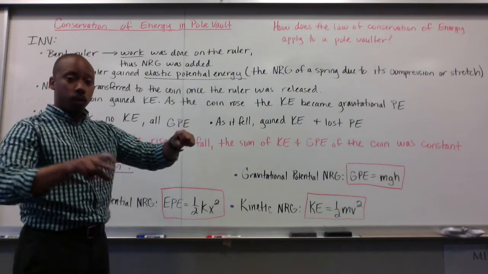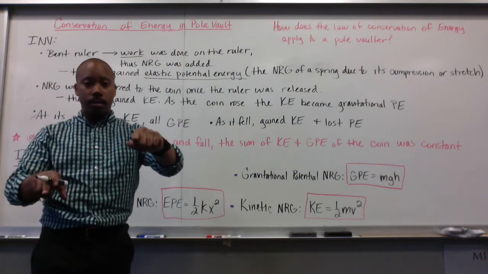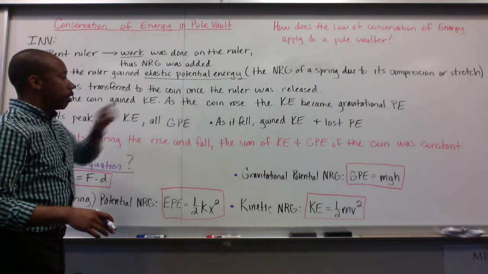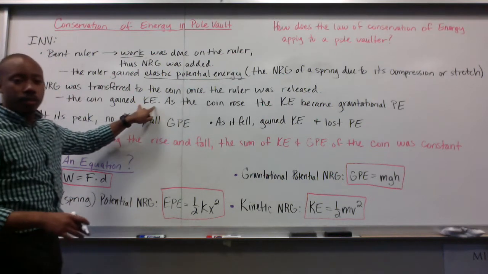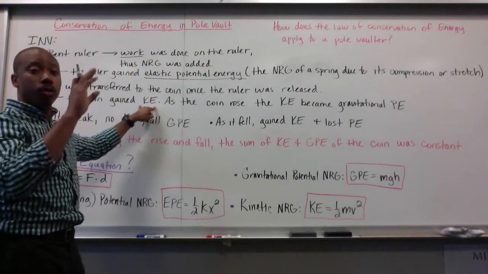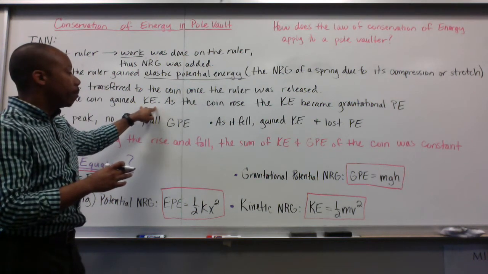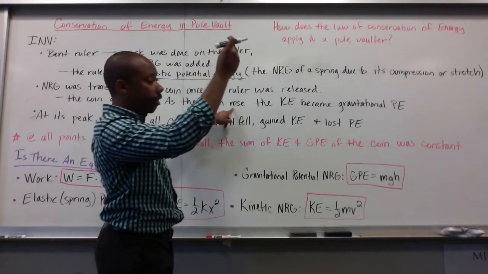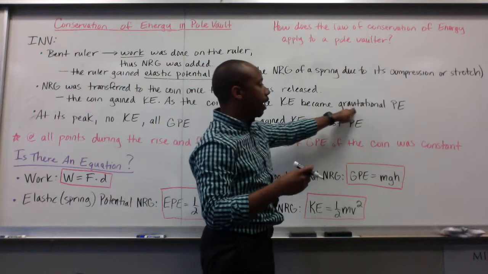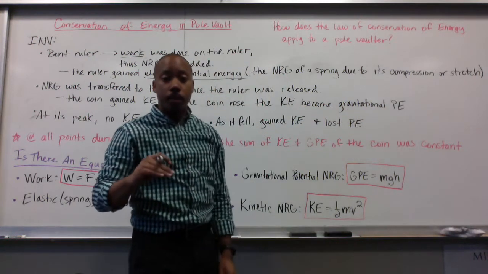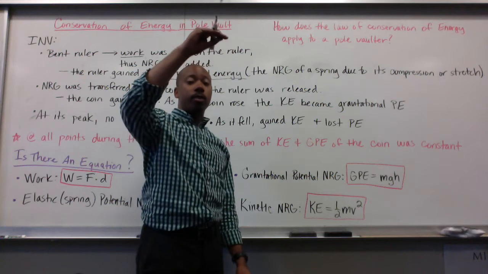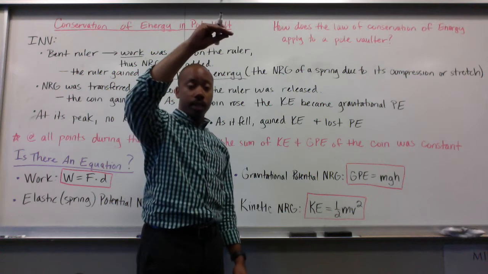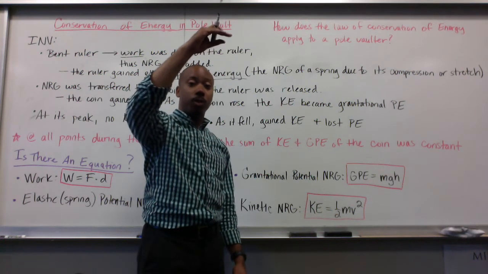So when you release that ruler from its original position, you transfer energy to the coin. The coin gained kinetic energy. The coin went from rest into motion. But, as we just said with the ball, as the coin rose to the apex of its flight, the kinetic energy became gravitational potential energy. The more the coin rises, the less kinetic energy it has, and the more potential energy it gains. The potential to come back down again.